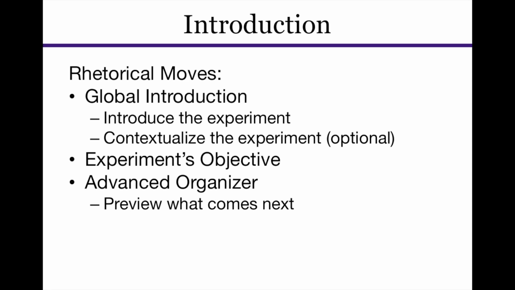A good introduction should make the following rhetorical moves. It should provide a global introduction to the rest of the paper and to the issue being investigated. This means that you should introduce the experiment and possibly provide context for why the experiment is being carried out, or how it connects to previous research or other experiments. You should then clearly state your objective and working hypothesis that guided the experiment. This is important in crafting what is known as a scientific narrative. You can often wrap up an introduction section with an advanced organizer, a short paragraph that previews the rest of the paper.